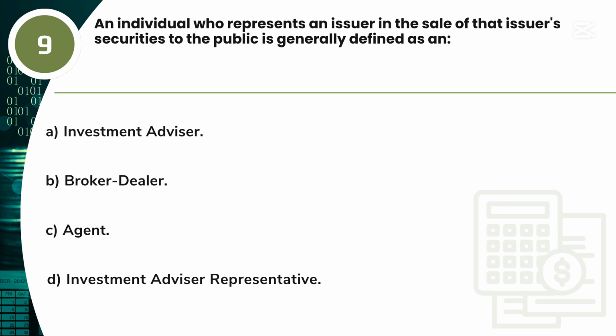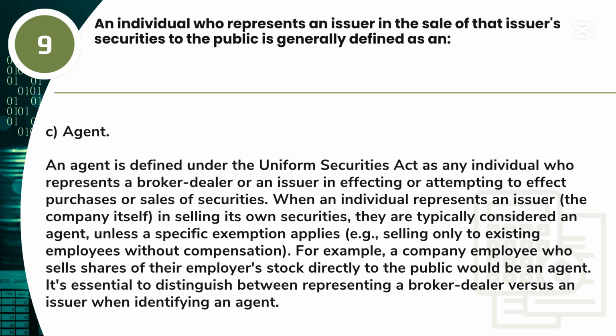Question 9. An individual who represents an issuer in the sale of that issuer's securities to the public is generally defined as an A. Investment advisor. B. Broker-dealer. C. Agent. D. Investment advisor representative. Answer: C. Agent. An agent is defined under the Uniform Securities Act as any individual who represents a broker-dealer or an issuer in effecting or attempting to effect purchases or sales of securities.